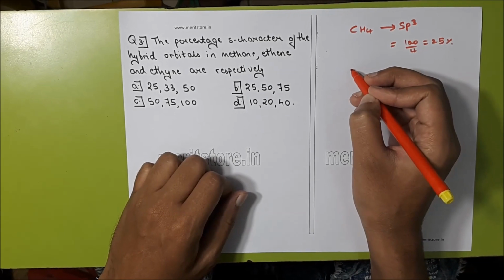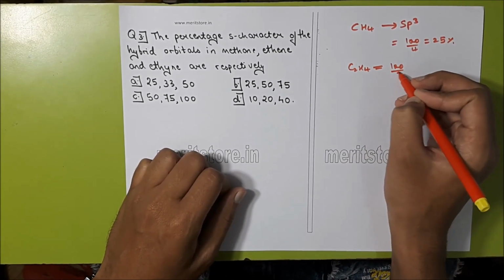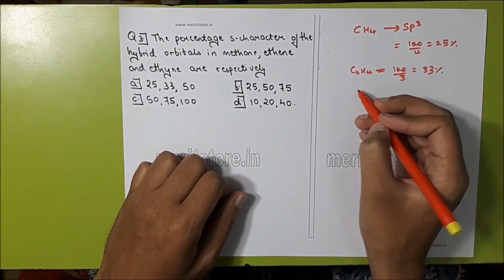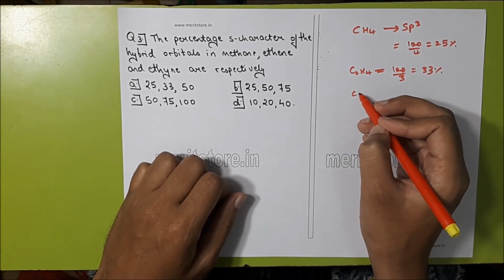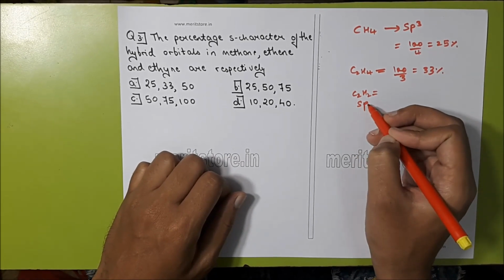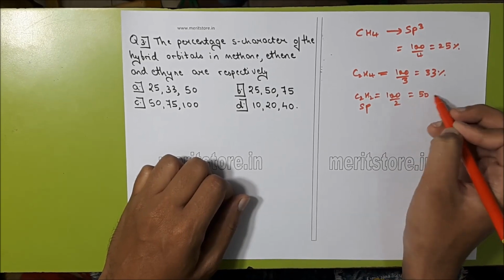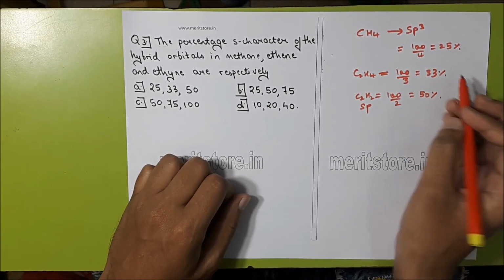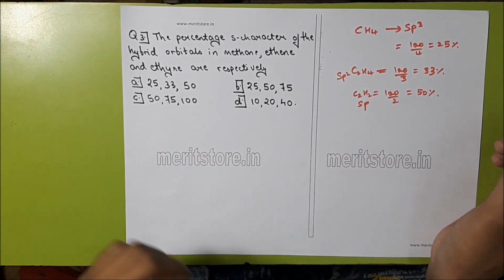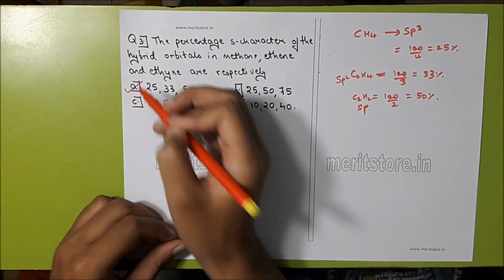Then comes ethene. The structure of ethene is C2H4, which has sp2 hybridization, so 100/3 is equal to 33% of S character. Then comes ethyne, which is C2H2. It has sp hybridization, so 100/2, which is equal to 50% of S character. So the correct option is A, 25, 33 and 50% respectively.